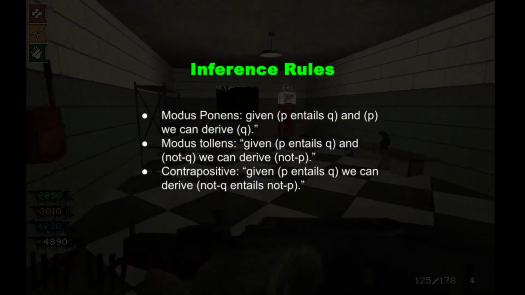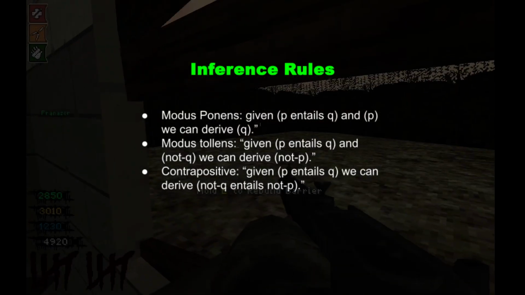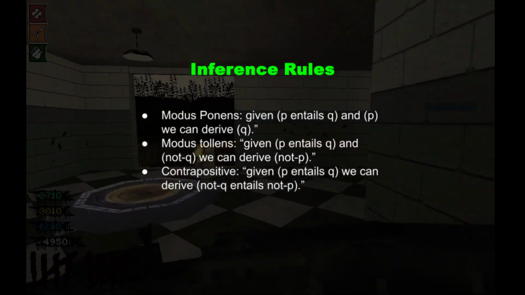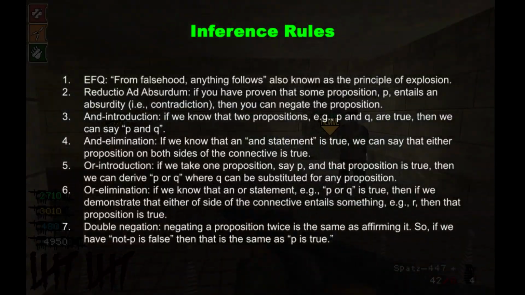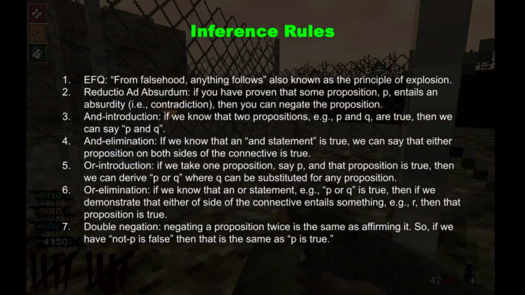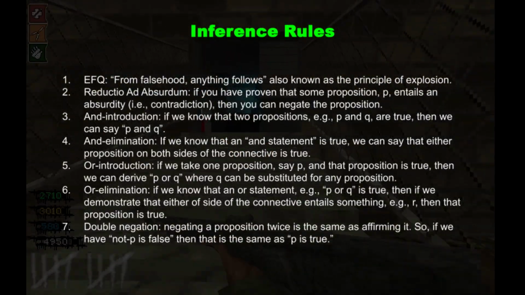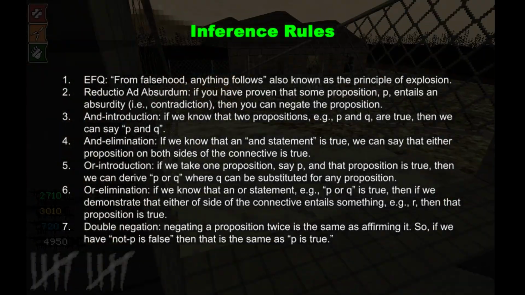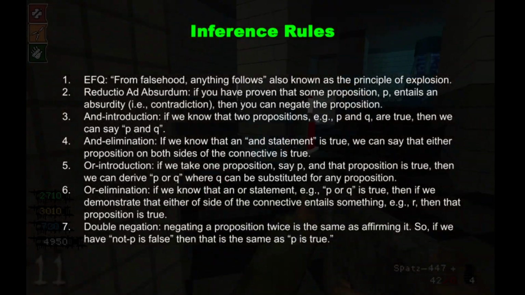Now, modus tollens would be, given P entails Q and not Q, we can derive not P. I already covered this before, so I'm not going to go into it again. Same with contrapositive. Now, here are some more inference rules. Firstly, we have from falsehood, anything follows. What this means is basically the principle of explosion. Let's say you have a contradiction. Earlier, a contradiction was defined as basically two mutually exclusive statements.